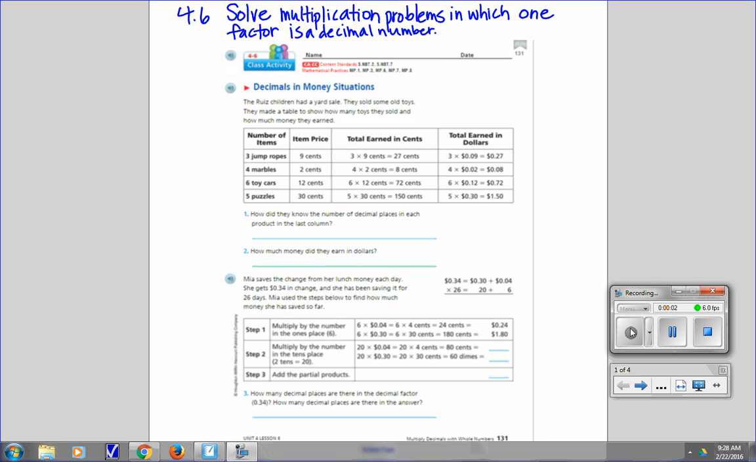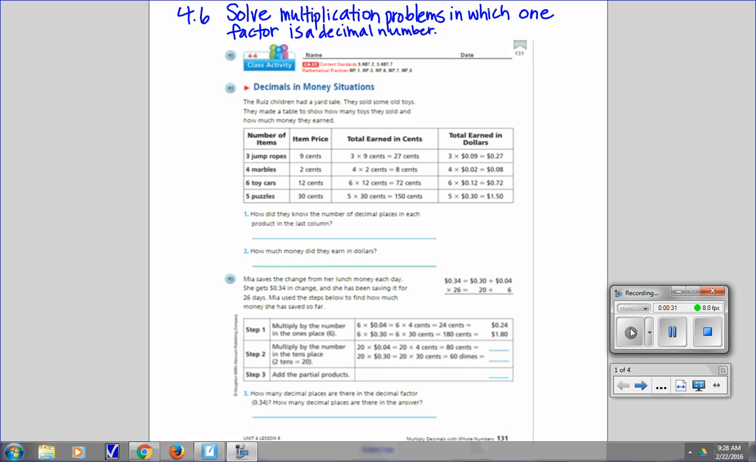6.6 is solve multiplication problems in which one factor is a decimal number. So if you're following along at home, you could do this on pages 130, 131, 132. I took a piece off of 133, and then we're going to talk about 134. A lot of this should be review.